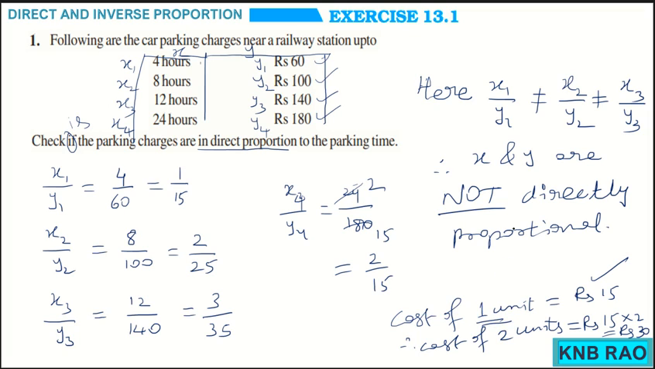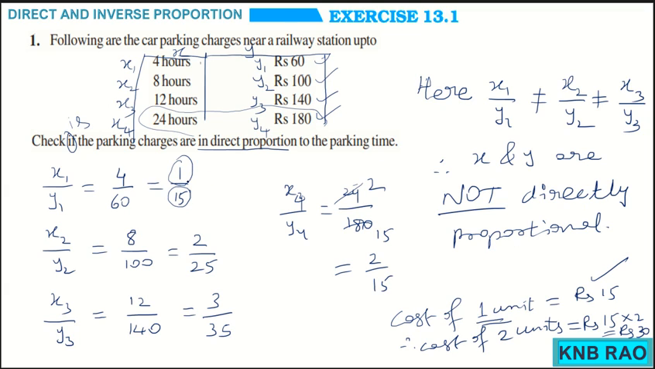Try to observe here, for parking 1 hour he is paying 15 rupees. In the case of first 4 hours, when he has paid 60 rupees, he is paying rupees 15 for 1 hour. But when he is paying 180 rupees for 24 hours, that means for the same rupees 15 he paid for the sake of 2 hours. So here one unit cost is not the same, so it is not directly proportional.